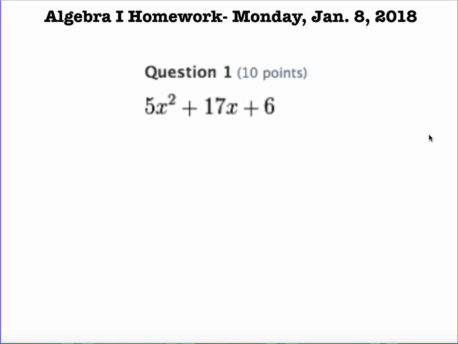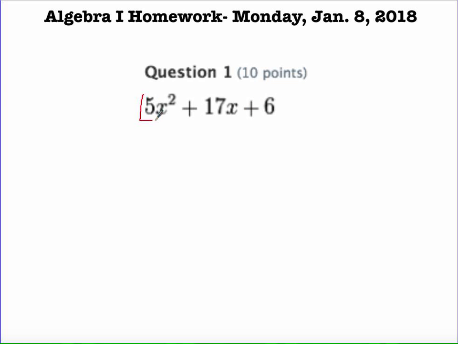Question number 1 from Monday night's homework is 5x squared plus 17x plus 6. So we have a trinomial, and traditionally when we have a trinomial, most times we're factoring it back into two binomials. To do that, we first have to make sure we do not have any common factors between 5, 17, and 6. There's not a common factor that I can pull out, so I'm going to begin factoring.